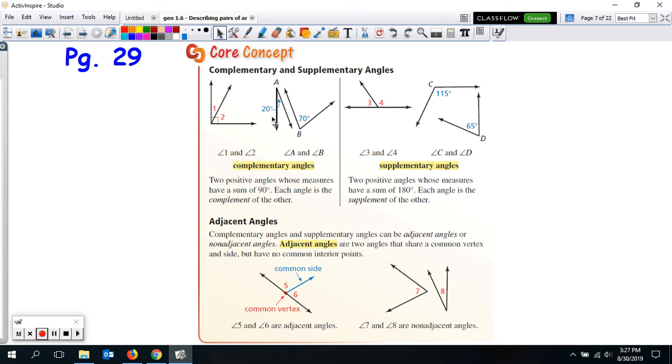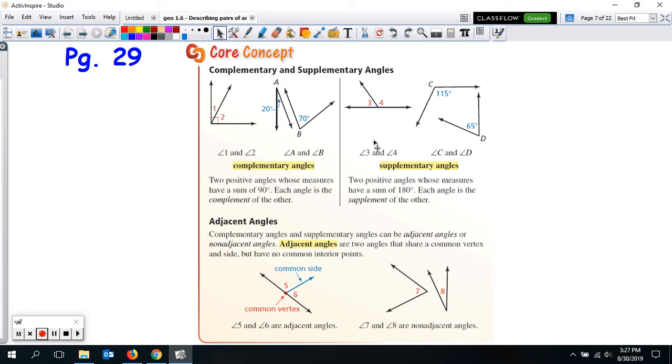If you have a 20-degree angle and a 70-degree angle, they are complements of each other because they add up to 90. They could be on the same vertex, which would be adjacent angles, right next to each other. This one, they're not adjacent. They're two separate angles. They could still be complementary, but they're two separate ones. With these two adjacent angles right here that add up to 90, that's definitely complementary.